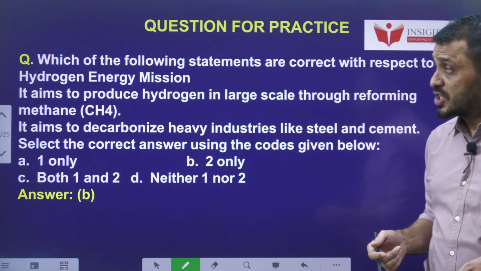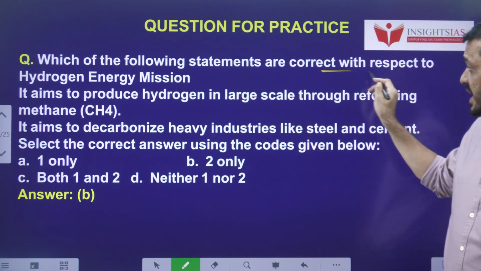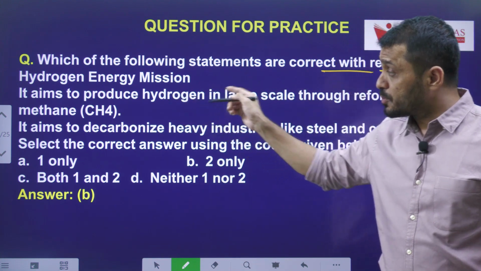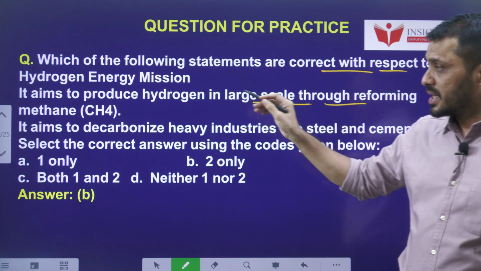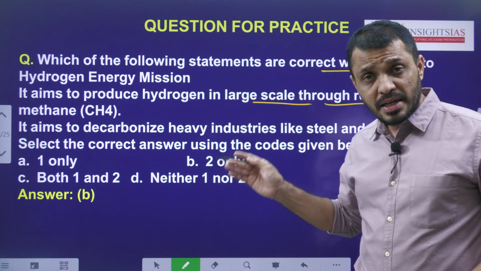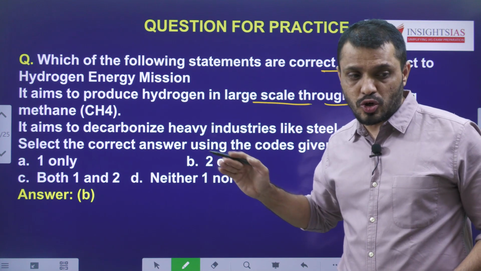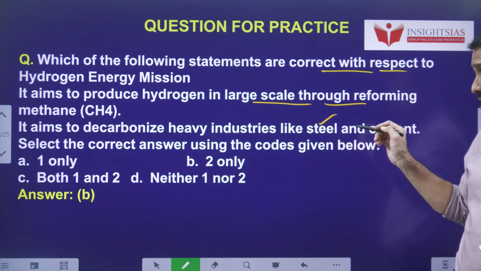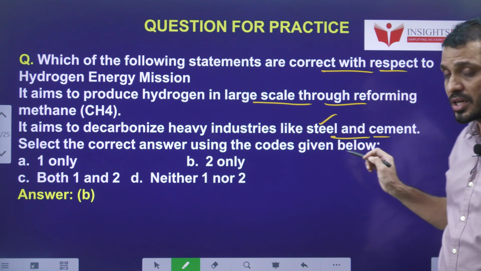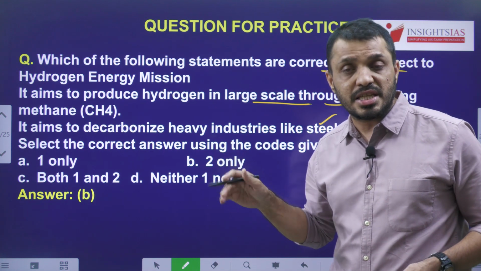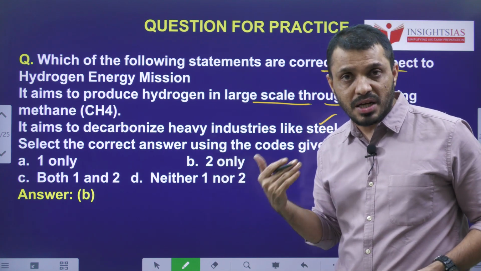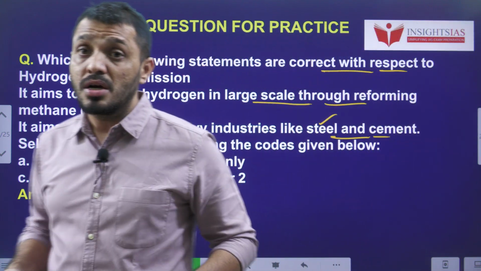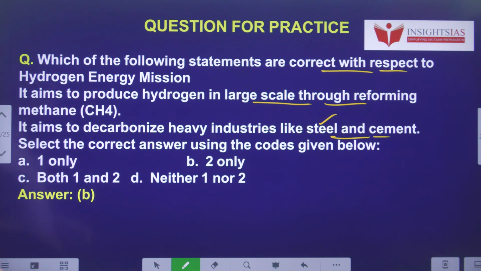Now let us see yesterday's video question. Which of the following statements are correct with respect to the hydrogen energy mission? Statement 1: It aims to produce hydrogen on a large scale through reforming methane. It is not related to methane. It is related to water and electrolysis. Second statement: It aims to decarbonize heavy industries like steel and cement. Of course, those industries can use hydrogen so that we can reduce their carbon footprint. So the second statement is right, the first statement is wrong. So the answer must be B, 2 only.